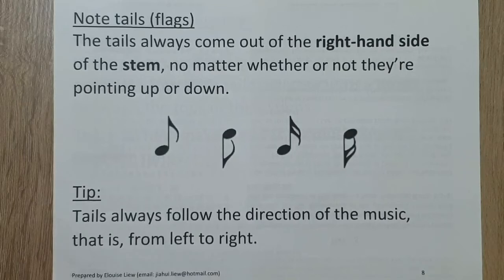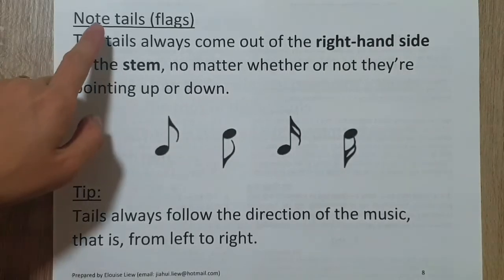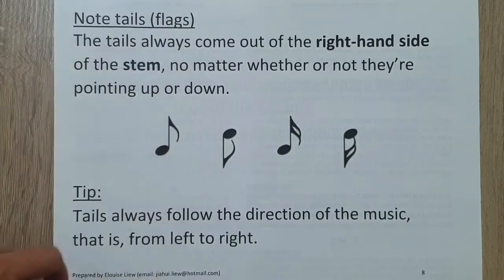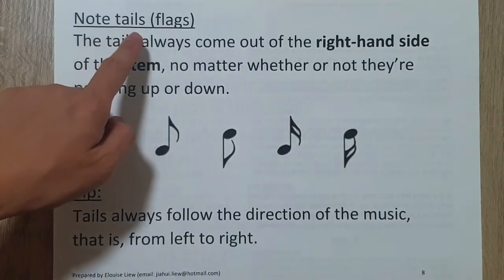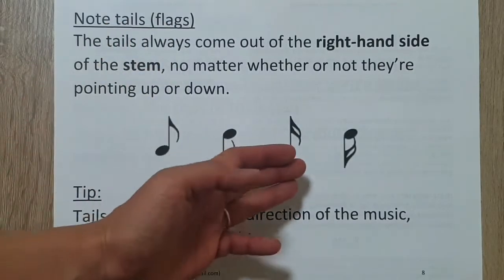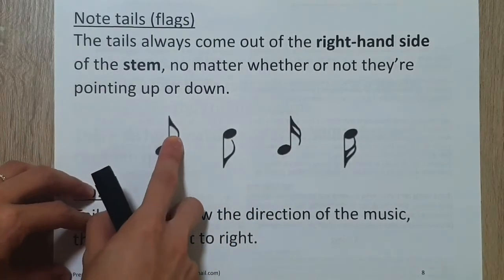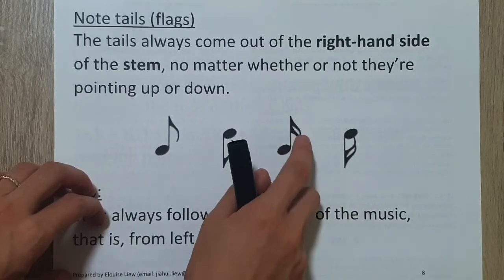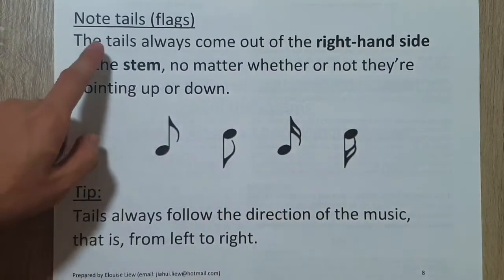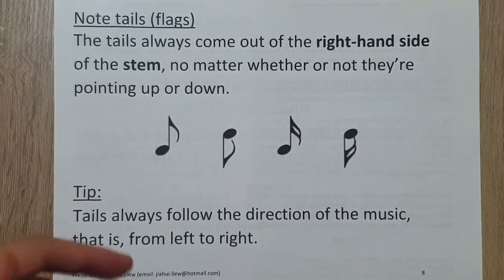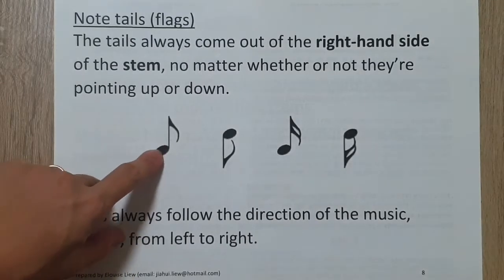Okay, now that we know how to draw the note stem, we are going to learn how to draw note tails. Or you can call it note flags. Okay, so this is applicable for quavers or semi-quavers. Alright, so quavers come with one tail, semi-quavers come with two tails. So the tails always come out of the right-hand side of the stem, no matter whether or not they are pointing up or down. So take a look at this.